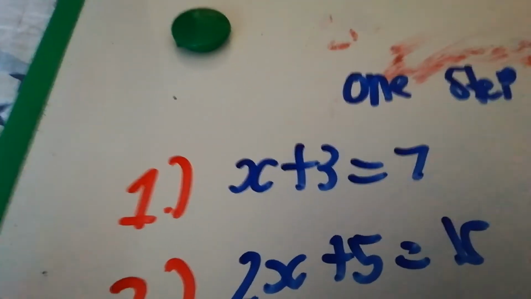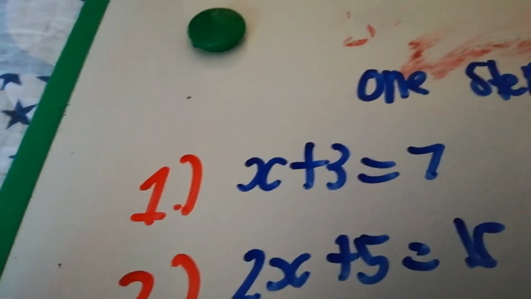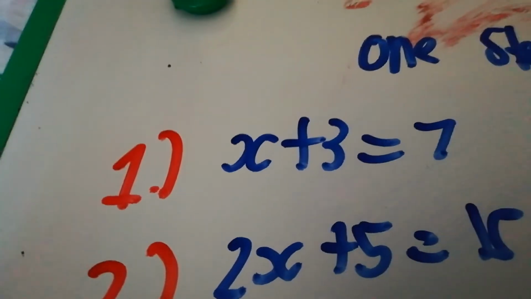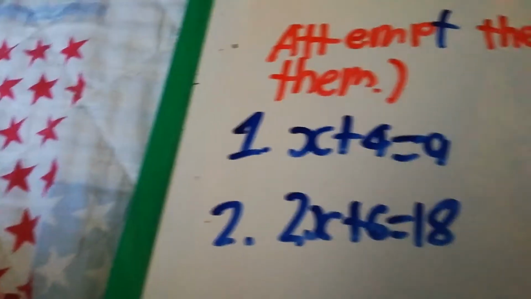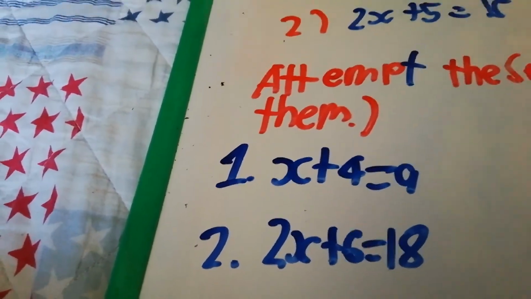Okay, now that we covered like terms, we're going to go to one-step and two-step equations. x plus 2 equals 7, 2x plus 5 equals 15. And I've given you questions for you to attempt, and I'll be going through them after. Let's go to the first one. x plus 2 equals 7.